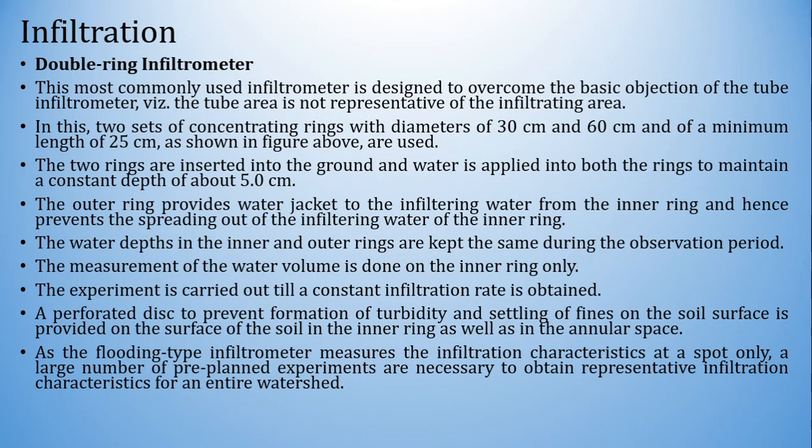The two rings are inserted into the ground and water is applied into both the rings to maintain a constant depth of about 5 cm. The outer ring provides a water jacket to the infiltrating water from the inner ring and hence prevents the spreading out of the infiltrating water of the inner ring. The water depths in the inner and outer rings are kept at the same level during the observation period. The measurement of the water volume is done on the inner ring only. The experiment is carried out till a constant infiltration rate is obtained.